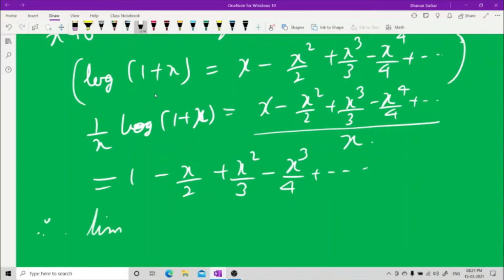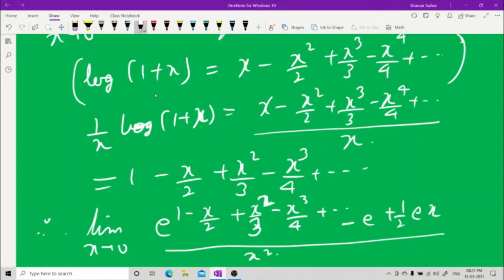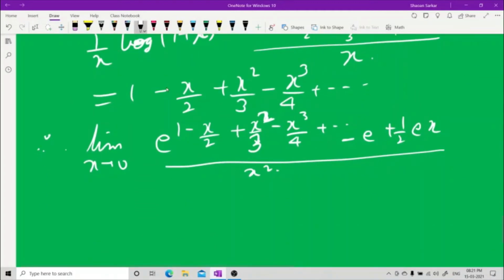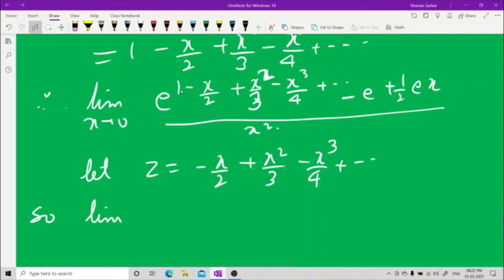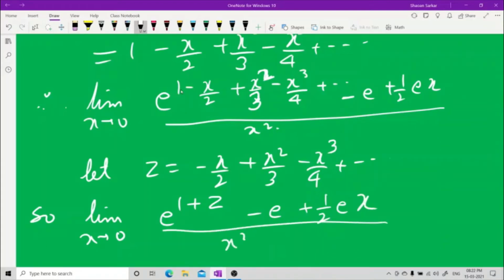Therefore limit x tending to 0, e to the power of 1 minus x by 2 plus x square by 3 minus x cube by 4 and so forth, minus e plus half e x upon x square. Now consider this. Let z equal minus x by 2 plus x square by 3 minus x cube by 4 and so forth. So limit x tending to 0, e to the power of 1 plus z minus e plus half e x upon x square.